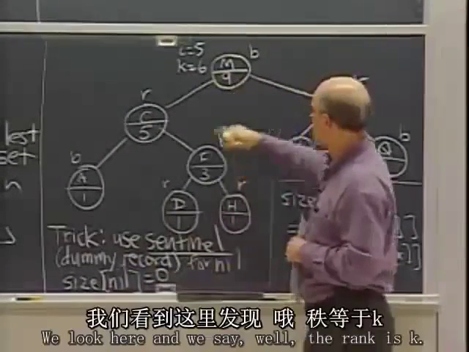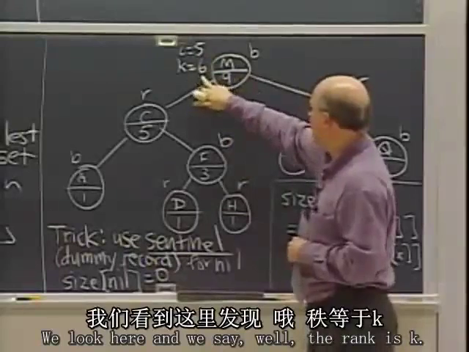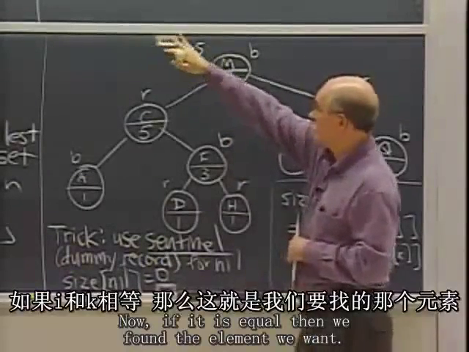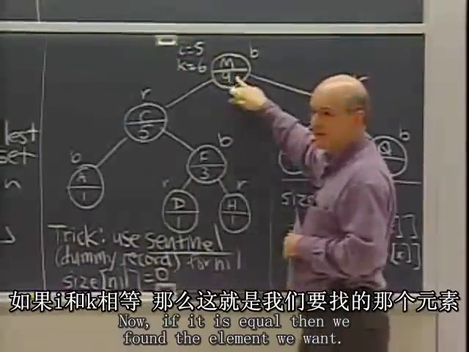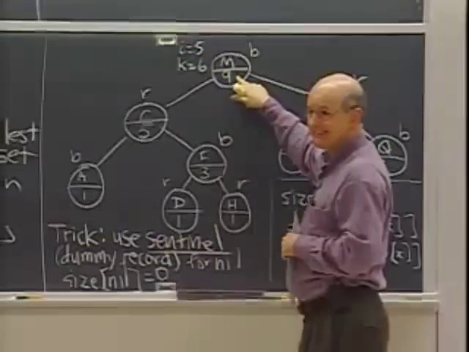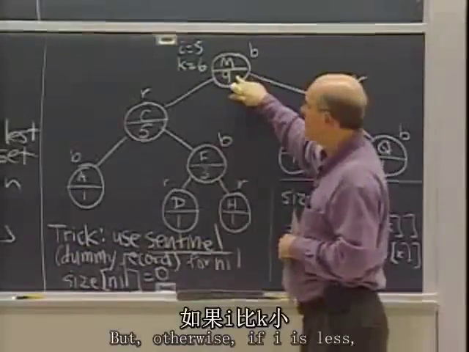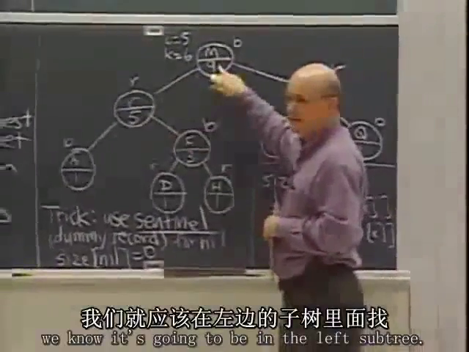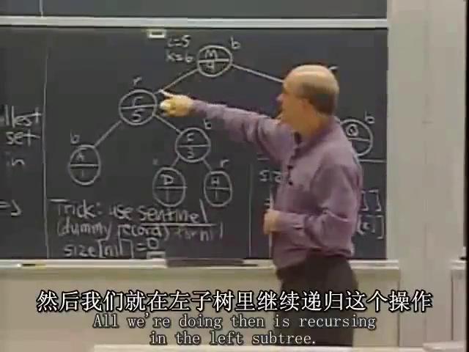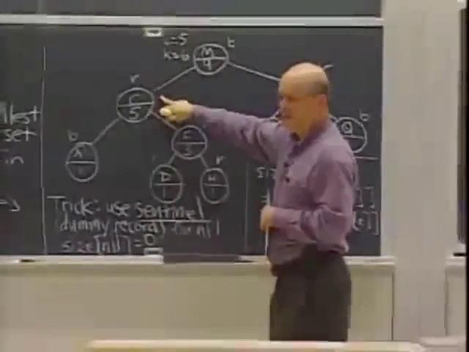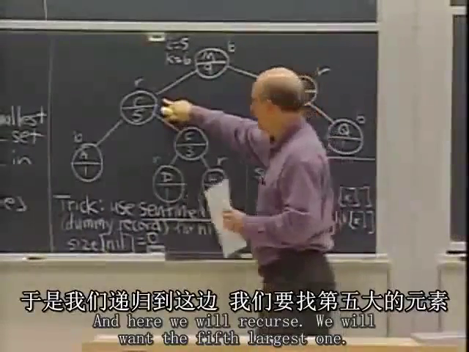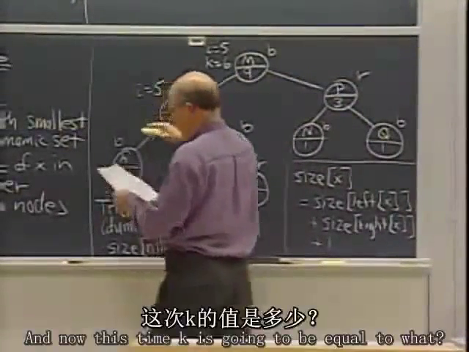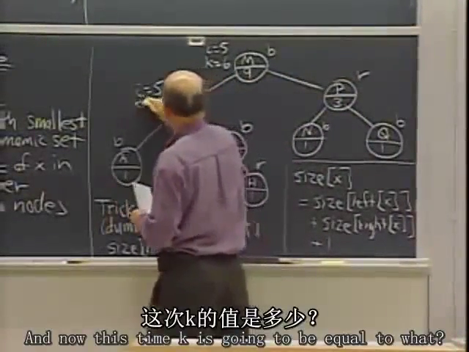So we look here and we say, well, the rank is k. Now, if i equals k, then we found the element we want. But otherwise, if i is less, we know it's going to be in the left subtree. So all we're doing then is recursing into the left subtree. Here we'll recurse. We'll want the fifth largest one. And now this time k is going to be equal to what?